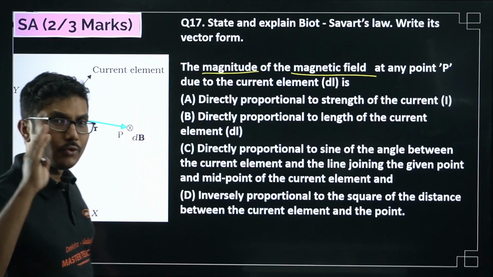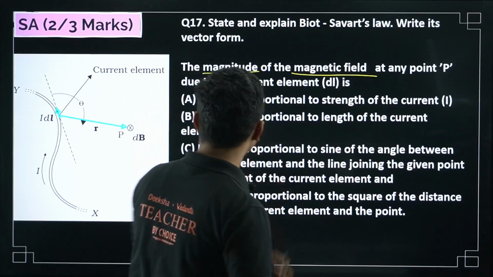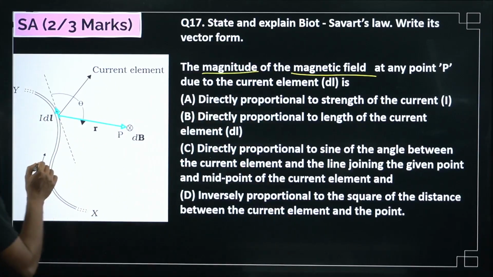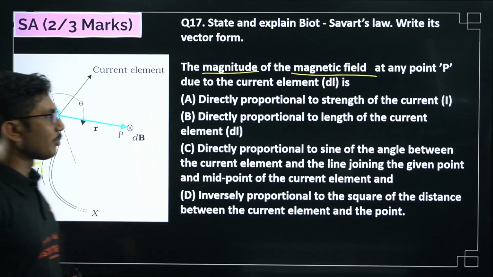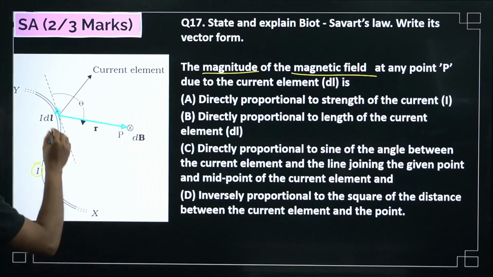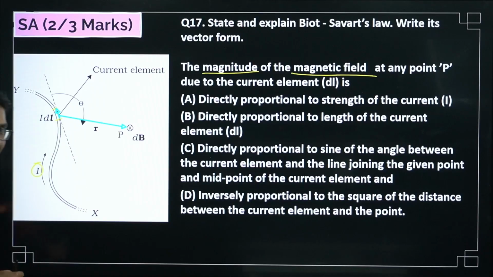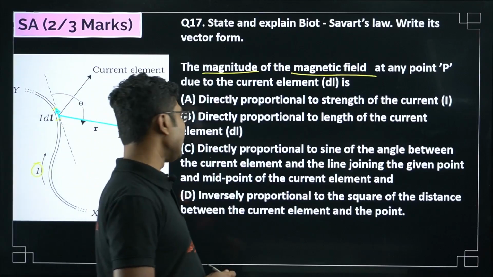It depends on four things. What are those? Directly proportional to the strength of the current. Whatever current I is flowing in the circuit, it is directly proportional to that. Directly proportional to the length of the current element. Whatever current element you have considered, here we have considered this much dl length. So it is directly proportional to dl.